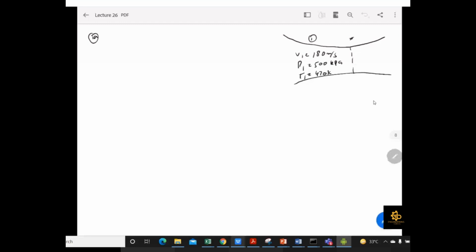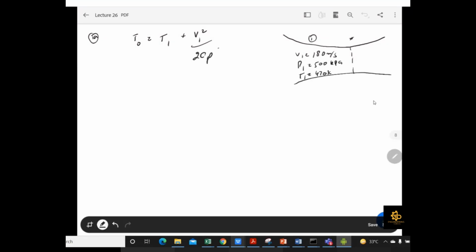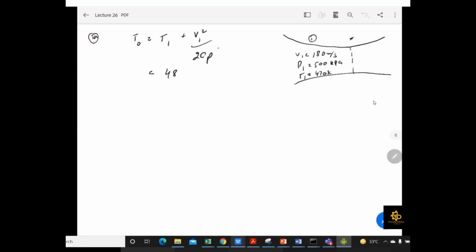For part A, stagnation temperature, you can simply put T naught is equal to T1 plus V1 square by 2Cp. T1 is mentioned in the question, V1 is mentioned in the question, and you have to use the Cp value of air. I'm just going to write the answer, which is equal to 486 Kelvin. That is part A.